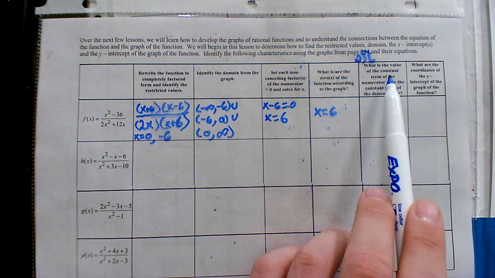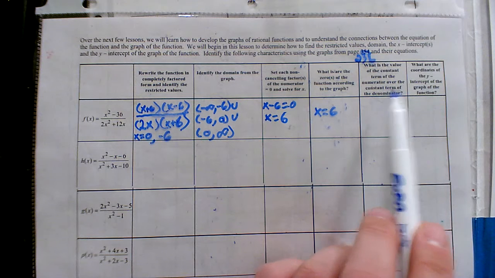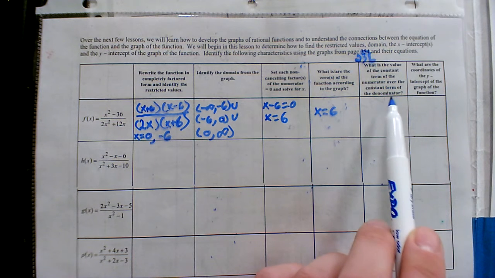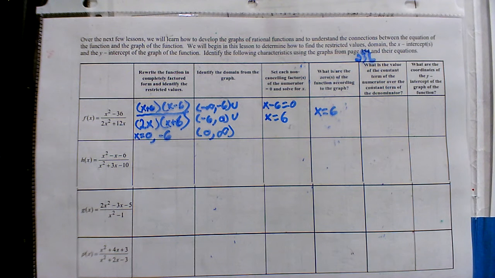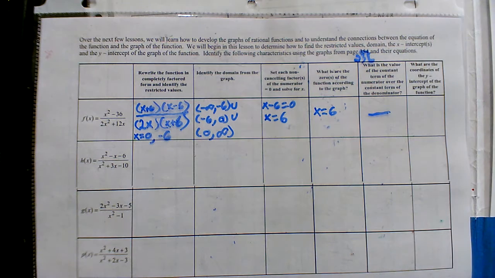What is the value of the constant term of the numerator over the constant term of the denominator? Constant term of the numerator over the constant term of the denominator. What numbers do you think we're referring to? So we're going to have a fraction. What is that fraction?